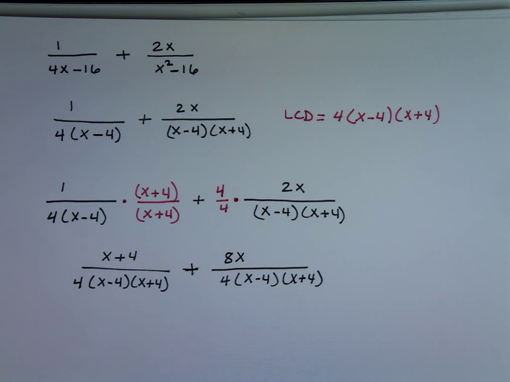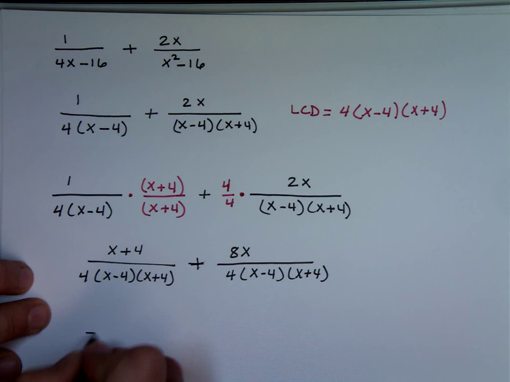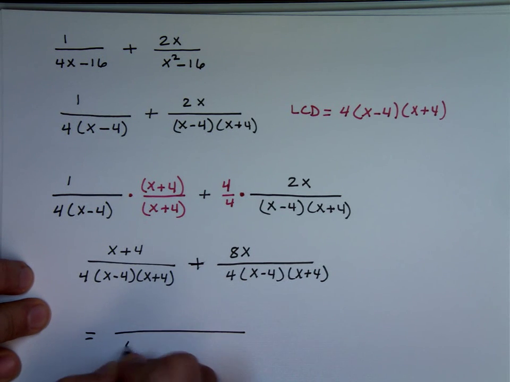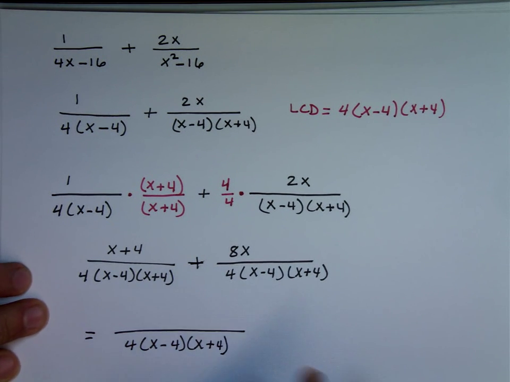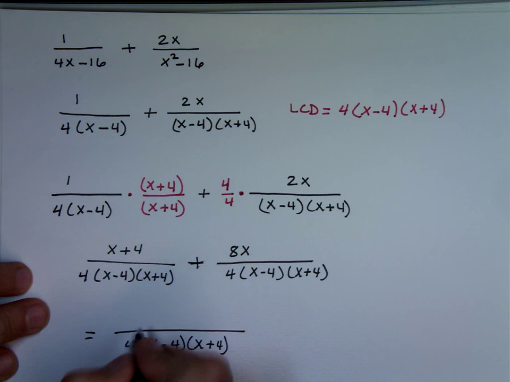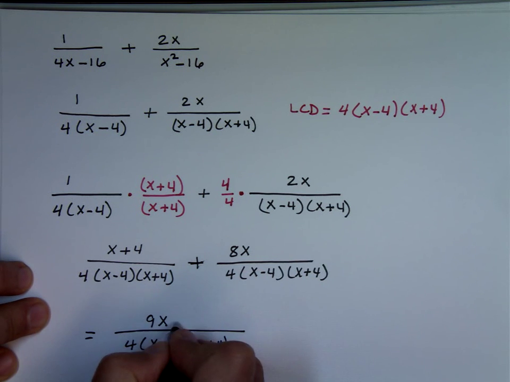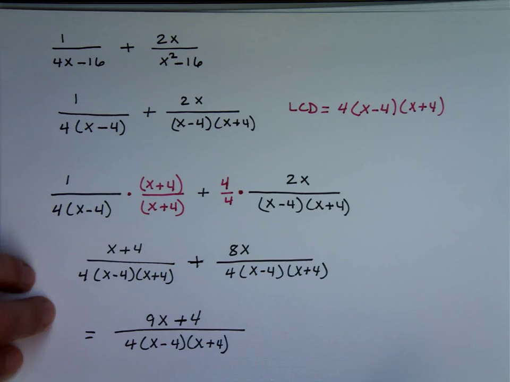Now we can make it one fraction. Keep the bottom. X plus 8x, that's 9x, plus the 4. And I really can't factor the top, so I'm done with it.